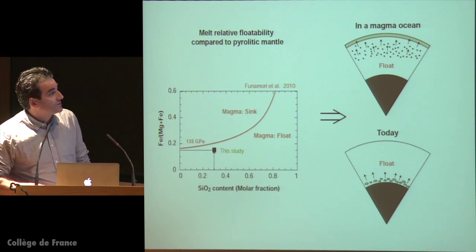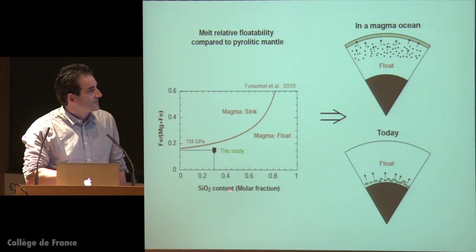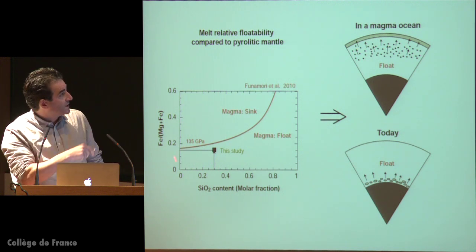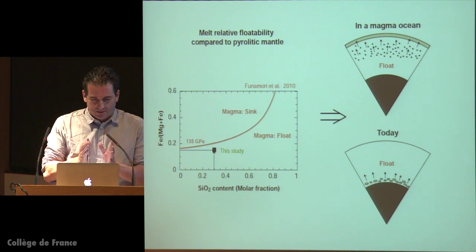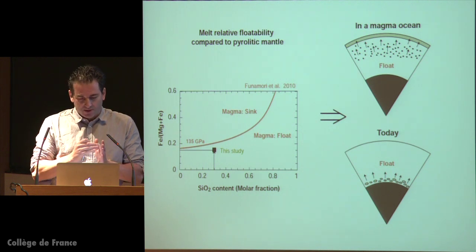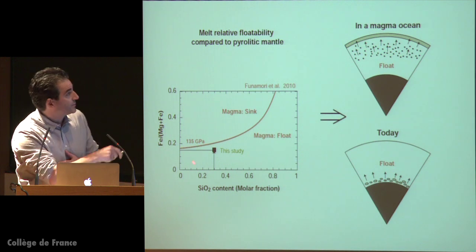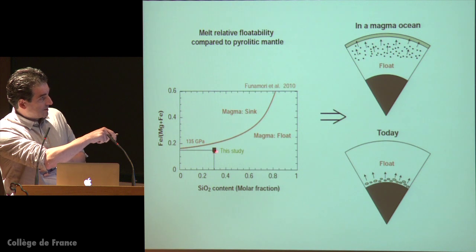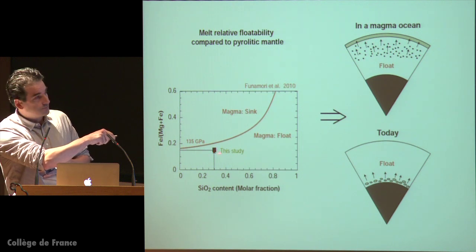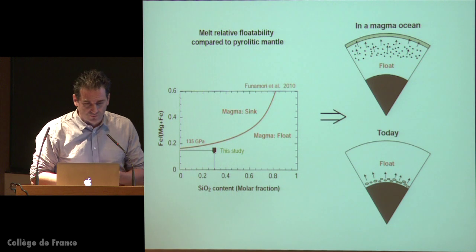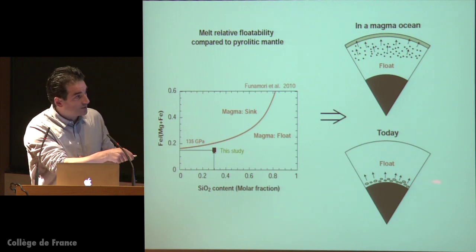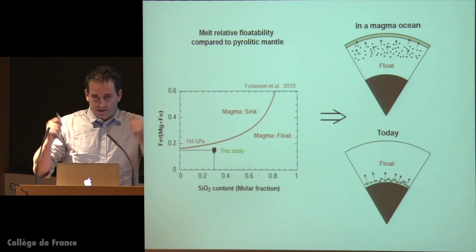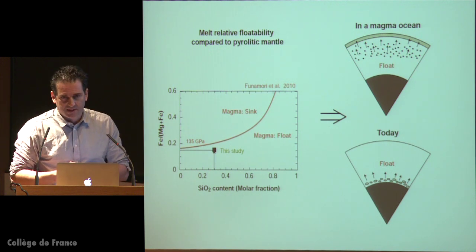So when we use our data and we plot the SiO2 content in the liquid, and we model, because we have the partitioning coefficients, we take chondritic or pyrolytic material, and we then calculate how much iron should go in the liquid. We find our liquid composition that is here, so that the magma should float. So this is what we think, whatever the pressure is, because we find that the partitioning coefficient remains basically similar.